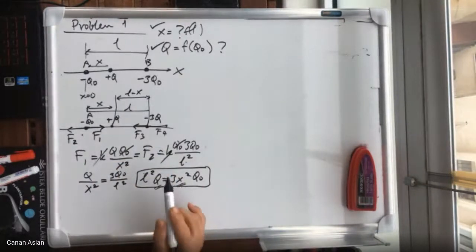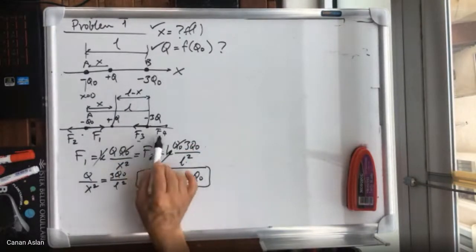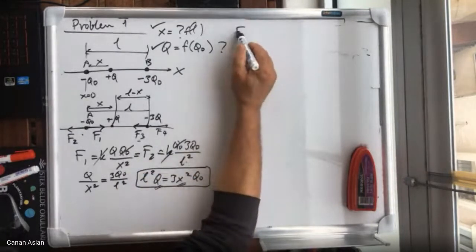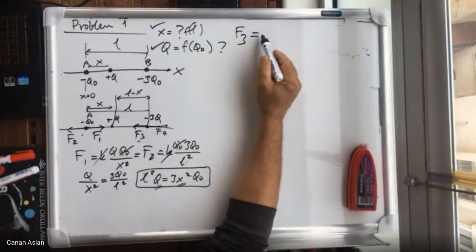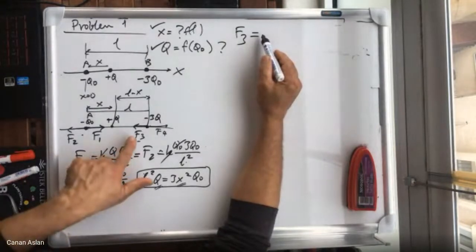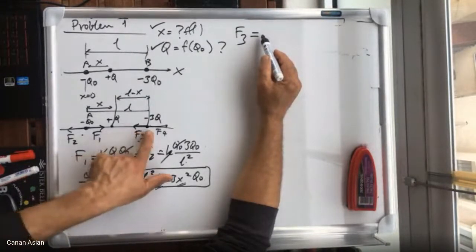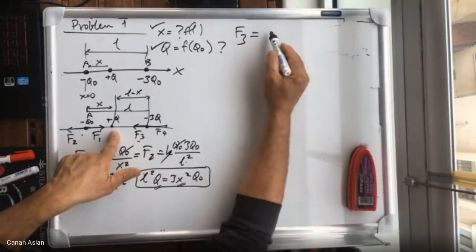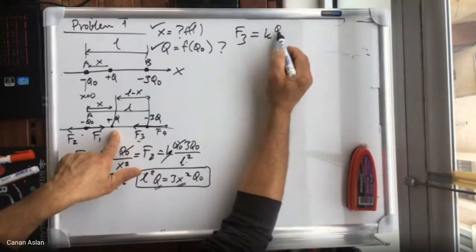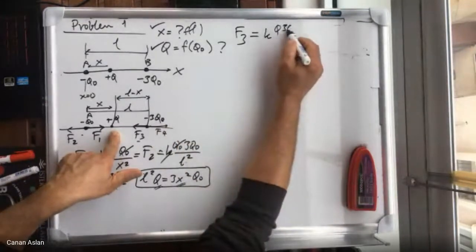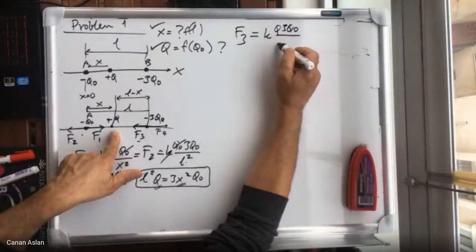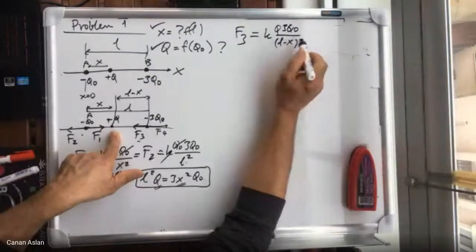Now we are setting F3 equal to F4. Let's write F3 first. F3 will be equal to, don't forget, the attraction force between the two, and the distance is L minus X. So K, Q, 3Q0 divided by the distance L minus X squared.